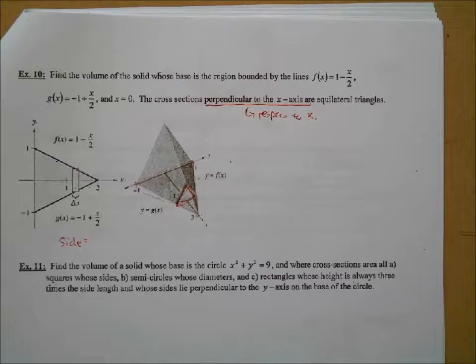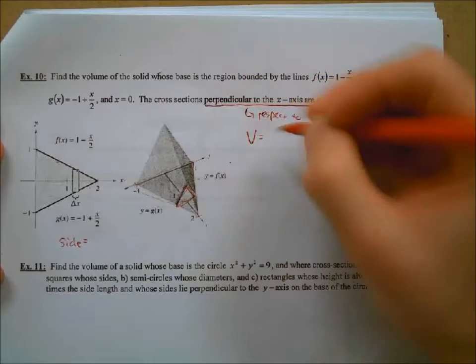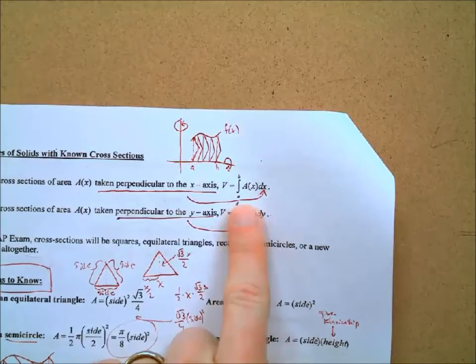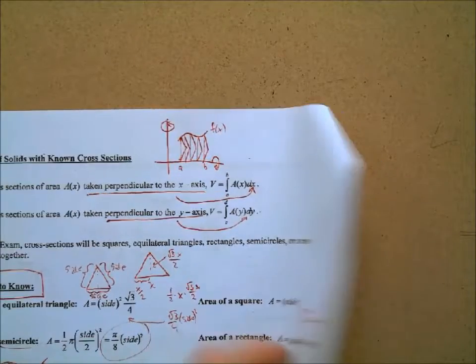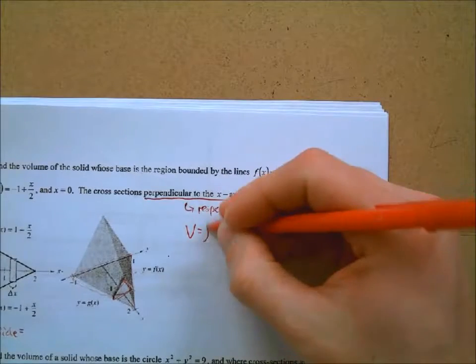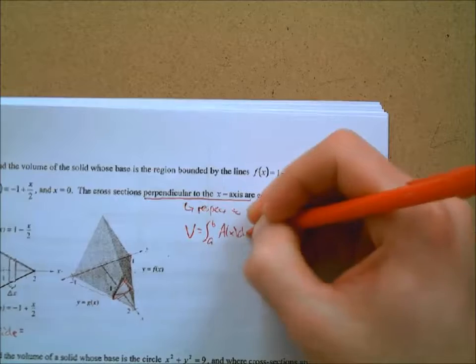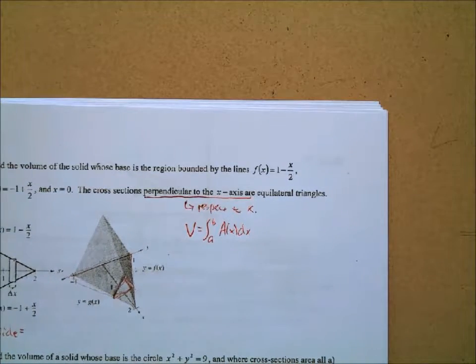Okay, so let's take a step back here then. All right, let's take a look at the volume formula. Going back to what we know, the volume formula for our solid with known cross sections is the integral from a to b of A of x dx, because we're with respect to x here. Let me maybe ask an easier question. What are our limits of integration going to be here? From what to what? 0 to 2. Okay.